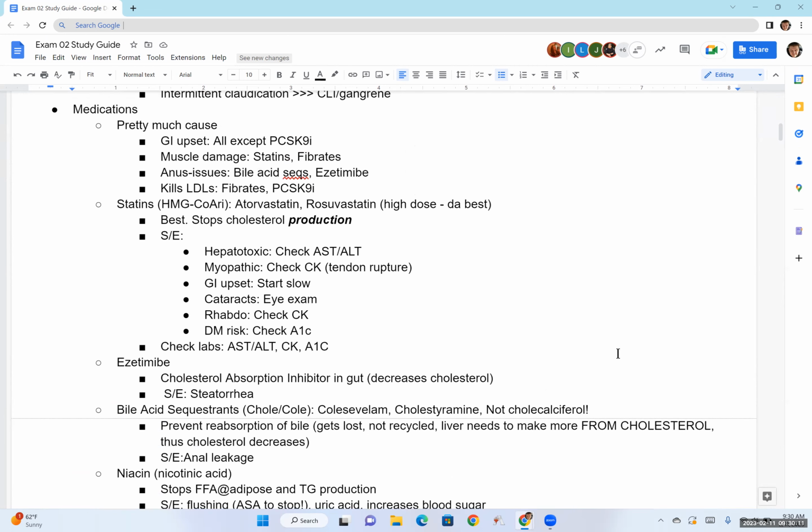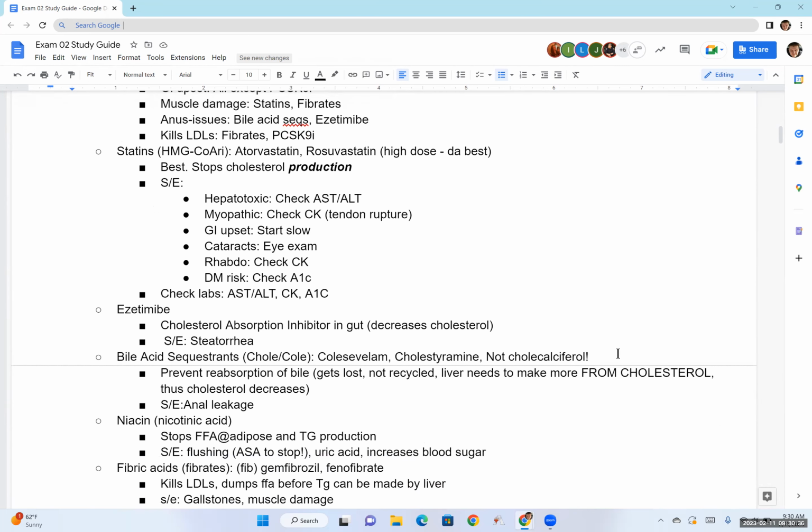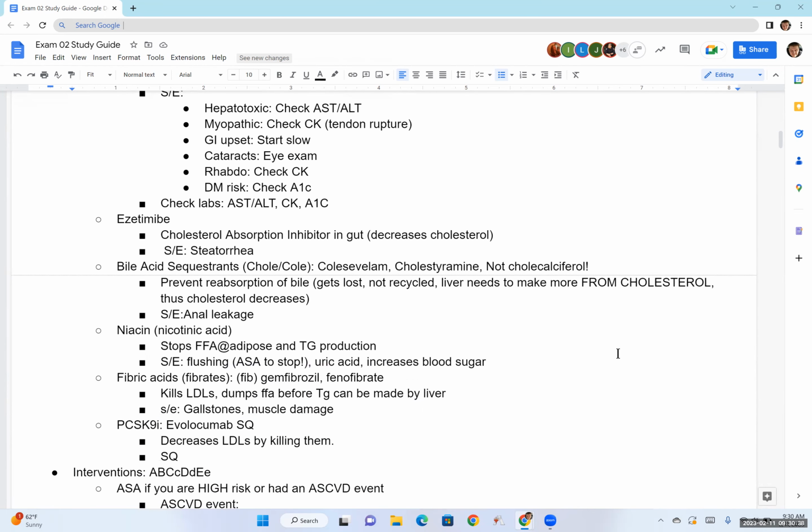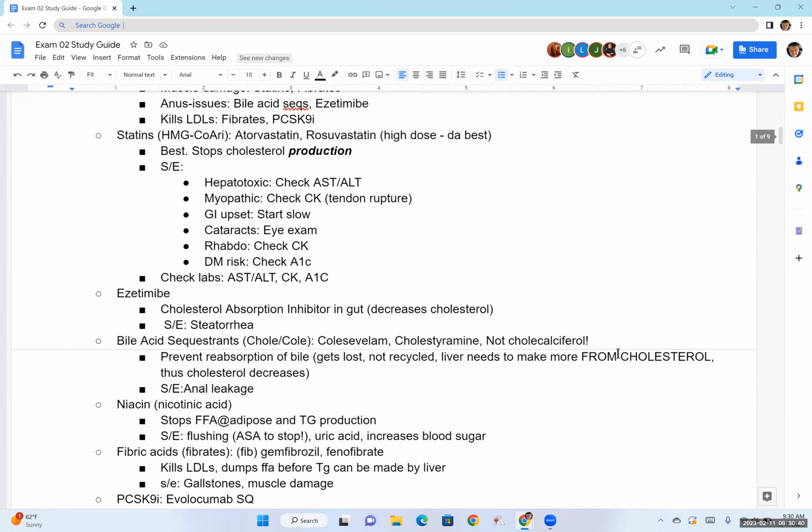So look at your different groupings, like which ones damage muscles, which ones damage liver, which ones could cause diabetes, what else? Which ones cause anus issues? So niacin can cause... Niacin specifically cause what again? Increased blood glucose. Yeah, increased blood glucose. We put diabetes up there too.